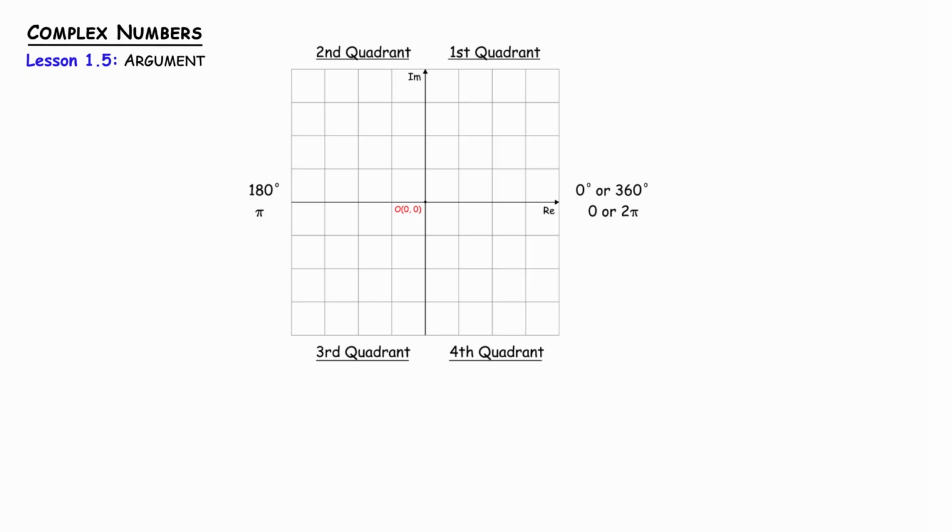Consider the complex number z1 is equal to 3 plus 2i. Its point P in the Argand diagram is (3, 2). Plot z1 by moving 3 units to the right of the origin and then up 2 units. Call A the angle z1 makes with the positive real axis. Positive angles are always measured in an anti-clockwise direction from the positive real axis.